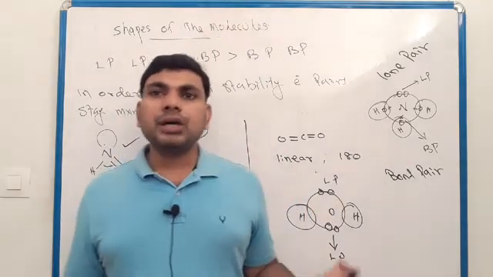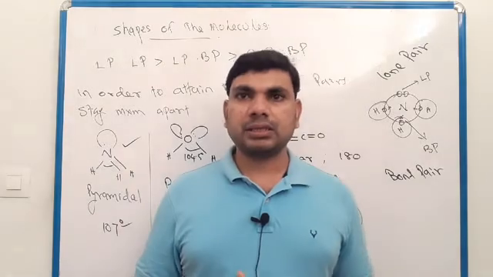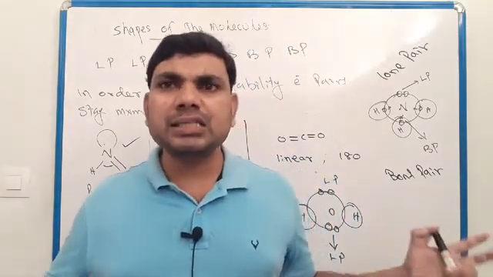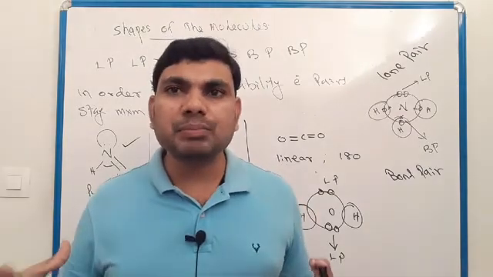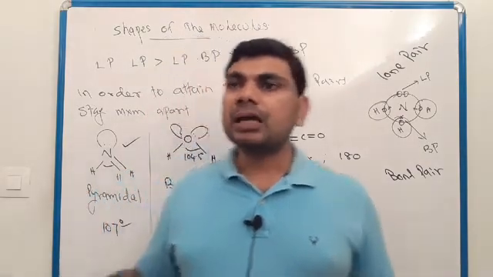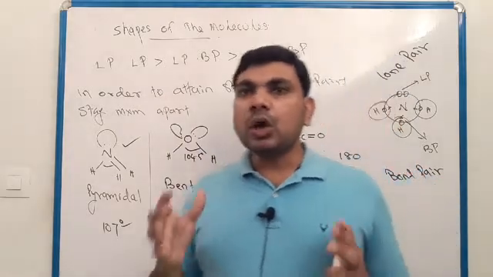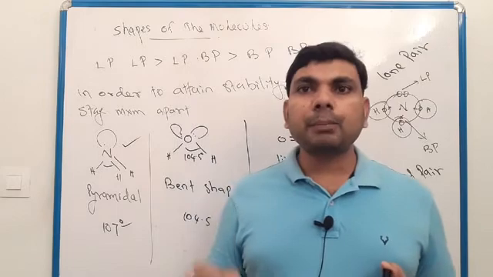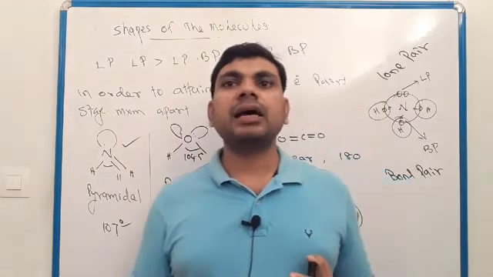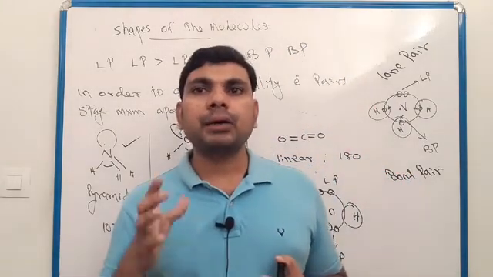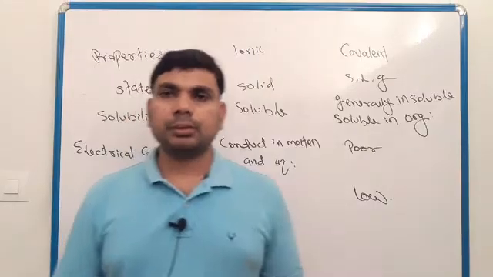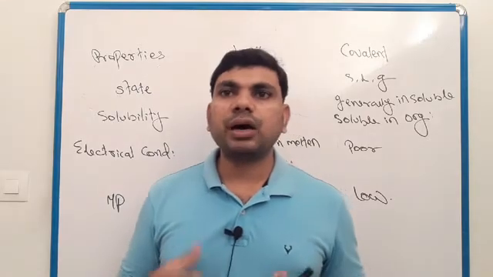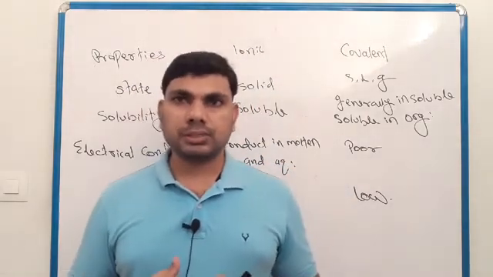because of the repulsion between electron pairs. These electron pairs repel each other, stay maximum apart and get maximum stability. And this is the order of repulsion. Lone pair repulsion is higher than lone pair-bond pair repulsion. It is higher than bond pair repulsion. Clear? Okay, next we have to discuss the different properties of ionic and covalent compounds.